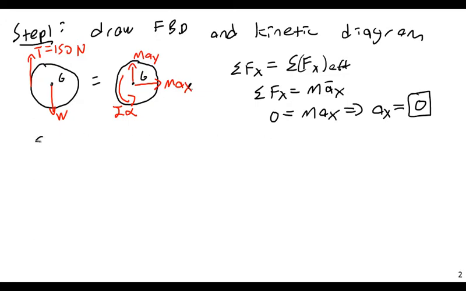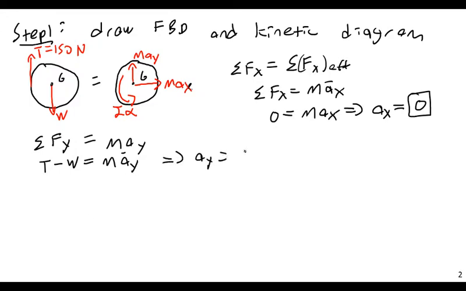Then I can do a summation of forces in the Y direction is equal to MAY. I think I like that one better than this, sum of FX effective. Just MAY. And then the forces in the y direction are going to be T minus W, which will be equal to M AY.